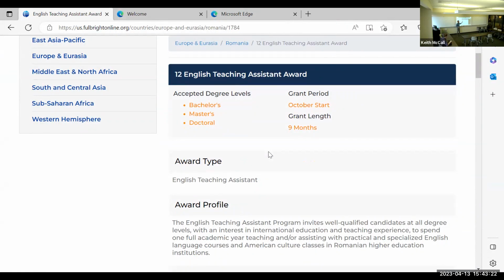Very few ETAs are actually open to doctoral students. I had to go through that with an applicant last year who has just been selected as a finalist to Uruguay. She's a doctoral student in communication science and disorders, and she first wanted to go to Colombia. That's where she really wanted to go. But Colombia only allows ETAs at bachelor's and master's levels, so she could not go there given her degree program. So you first want to make sure that it is open to the type of student that you are applying as.